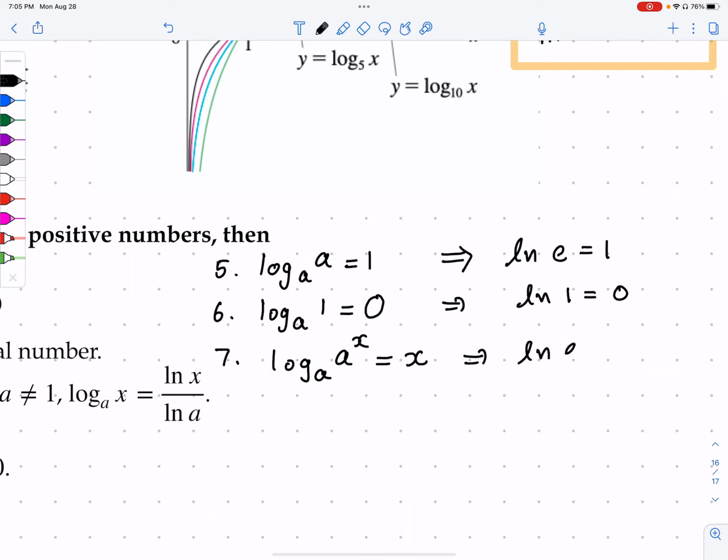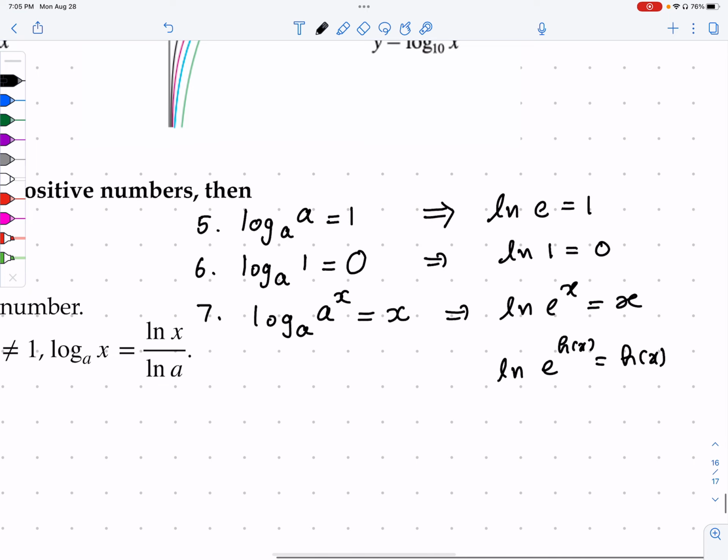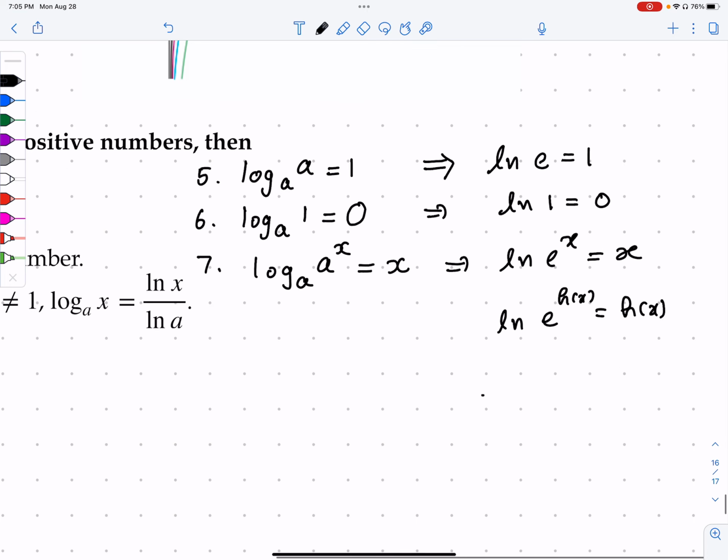And ln of e to the x is always going to be x, right? In general, ln of e to the some function h of x is equal to h of x. If you want to remember this in a funny way, think of this: ln of e to the chicken is equal to chicken. So whatever is the power of e is going to be the output over there, and that is something we are going to be using again and again and again.